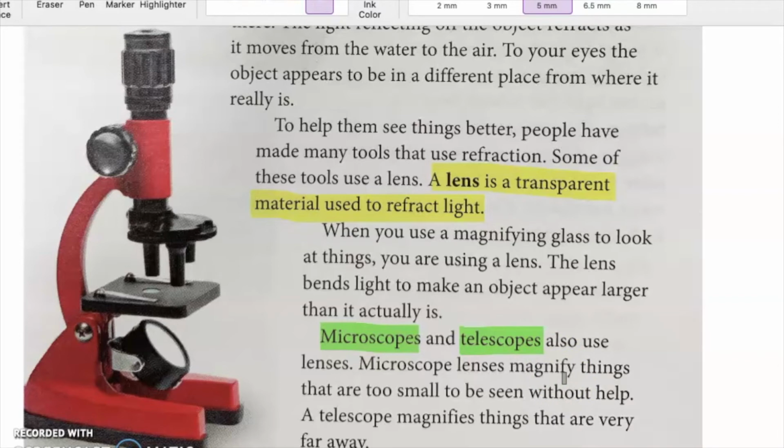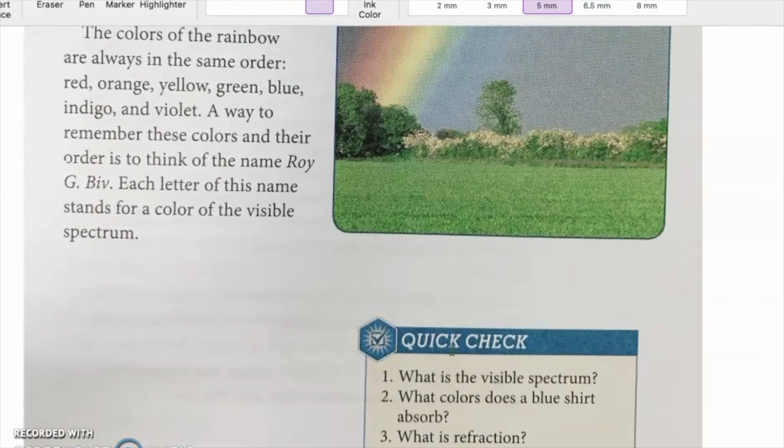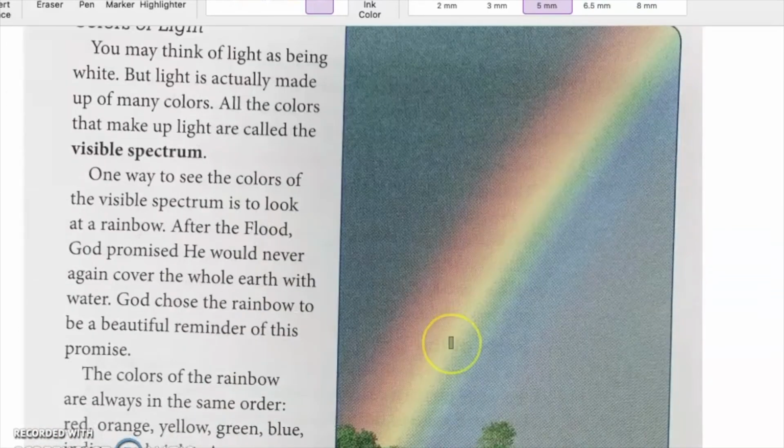So those are the examples that we use to see things more clearly, and the principle behind it is refraction. So it's not always the water that's refracting an item. It's also the microscope and lenses. And there are the two examples. And let's look at the last page.